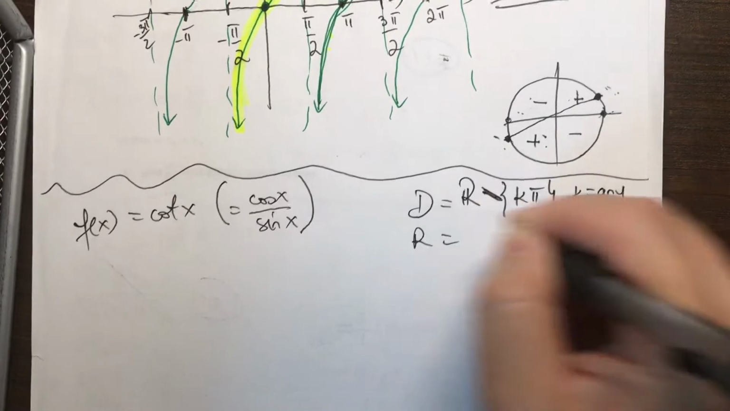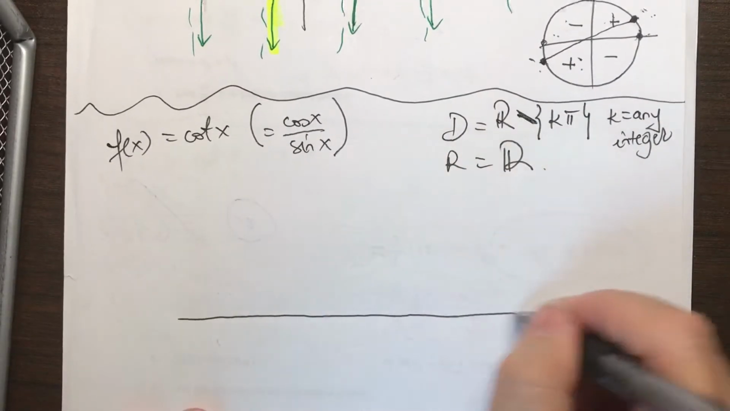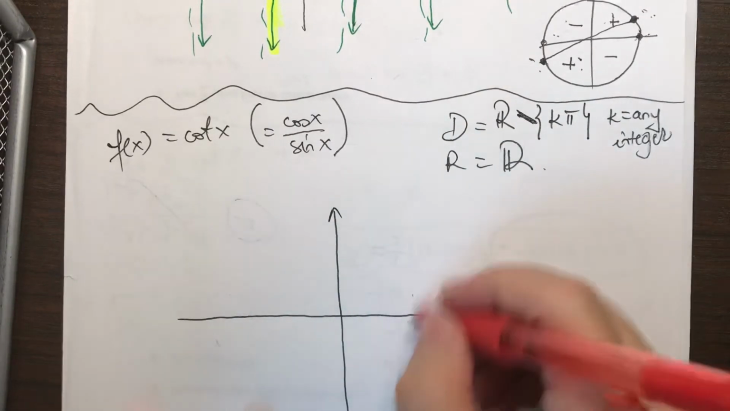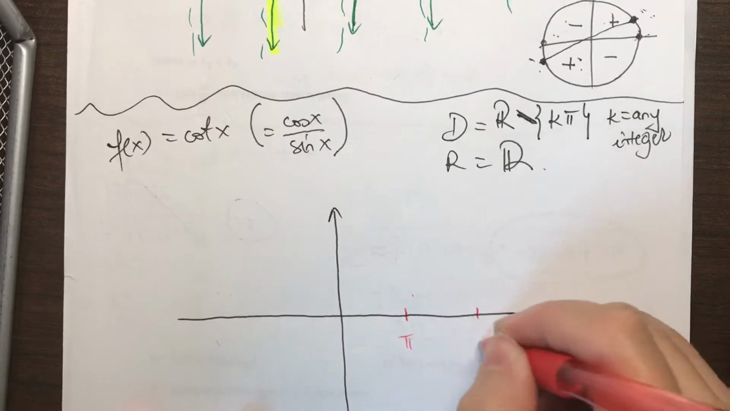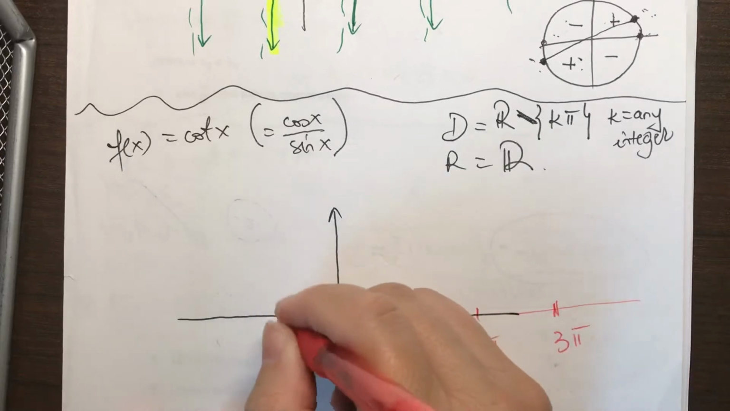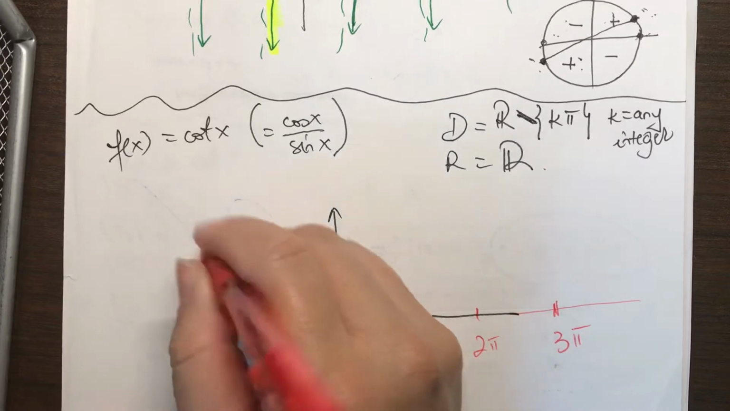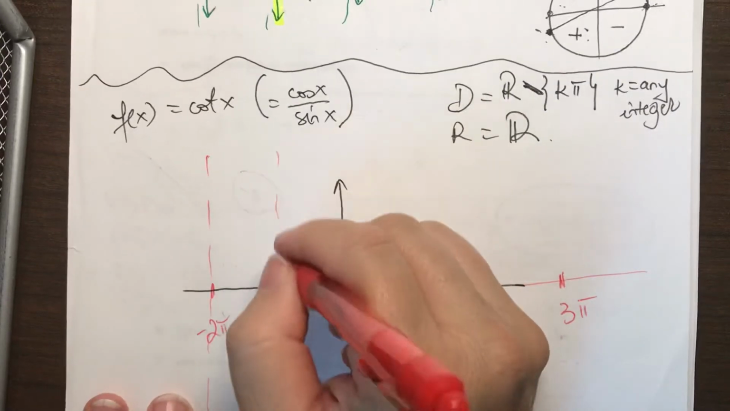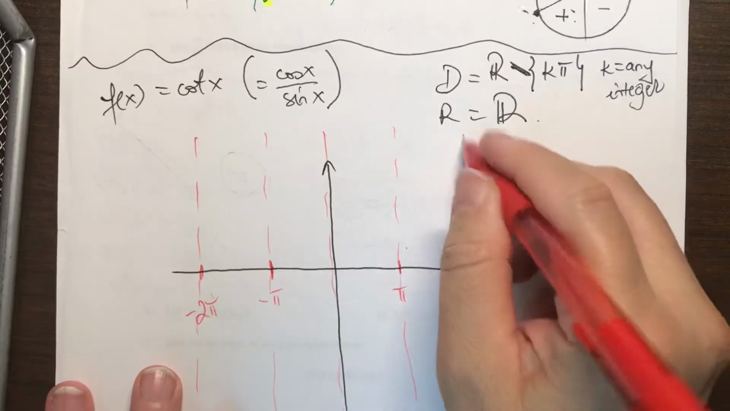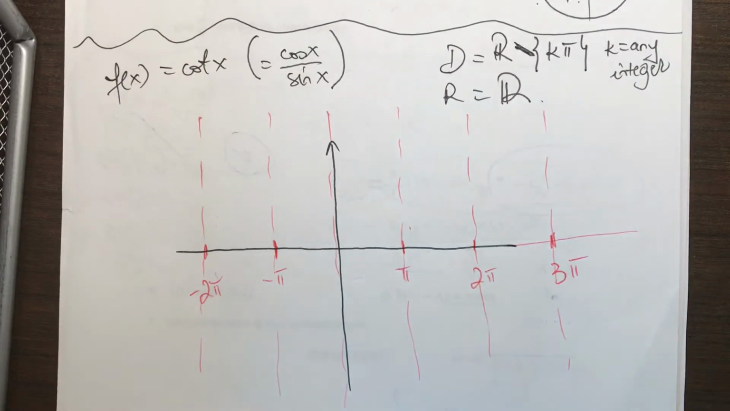And then the range, just as I said, will be all real numbers. So let's draw a cotangent function. At pi, 2 pi, 3 pi, and so on, negative pi, negative 2 pi, any multiple of pi, 0 included, I have to draw myself a vertical asymptote.